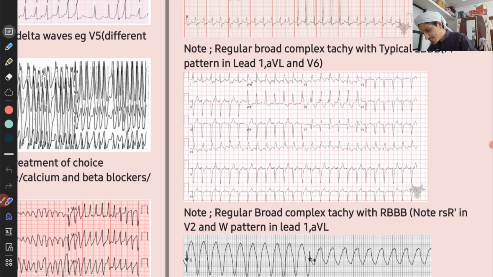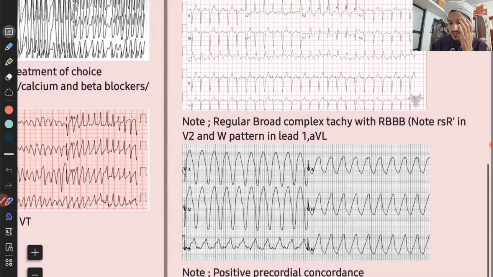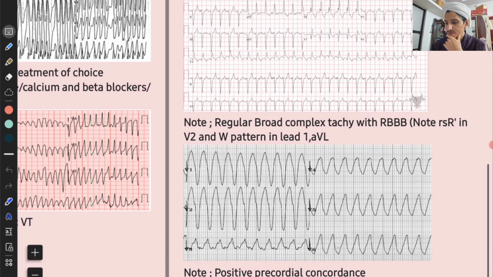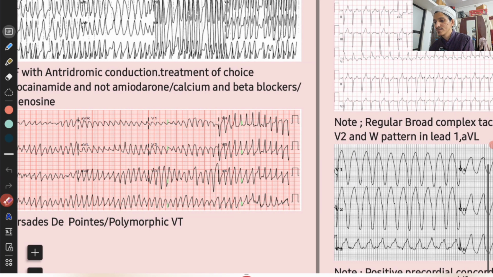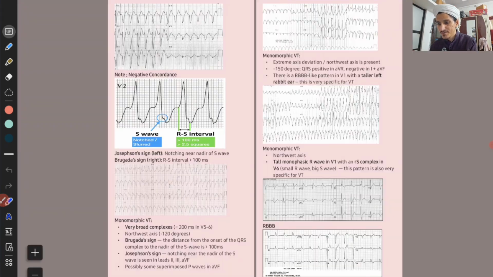Now moving towards the other ECGs. See, this is an example of positive concordance. From V1 to V6, all are broad complex regular tachycardia with positive concordance. Okay, that is the example for this ECG. Going on to the other ECGs.